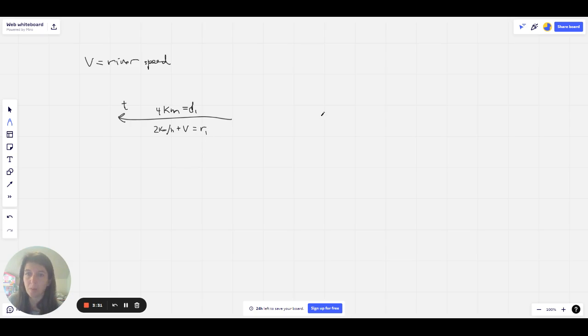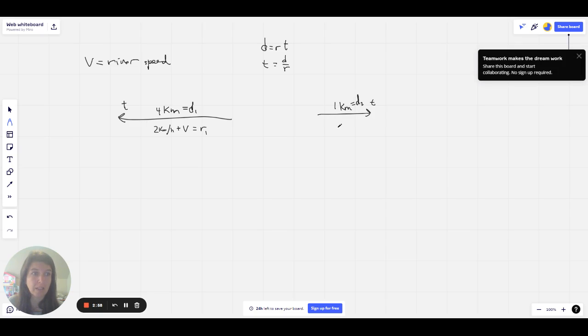So we have D1, R1, and T. Remember, distance equals rate times time, and then we can solve for T as D over R. This T is going to be really critical. When we go upstream, it's done in the same amount of time, so T is the same. Upstream the distance is 1 kilometer, so we'll call that D2, the second distance.